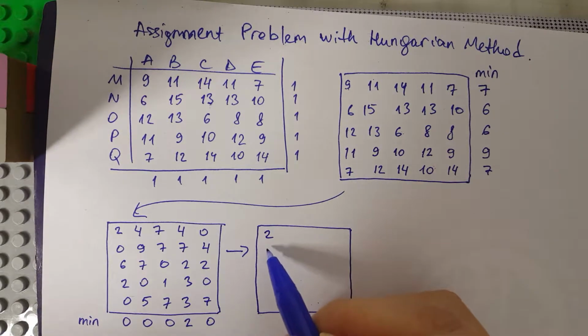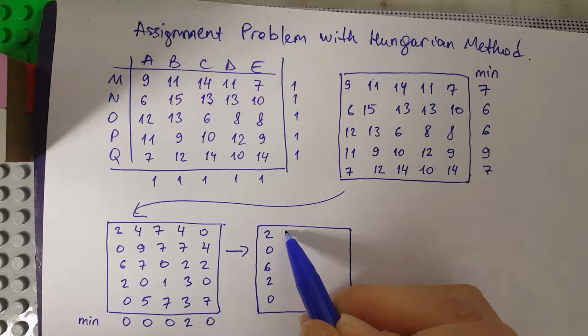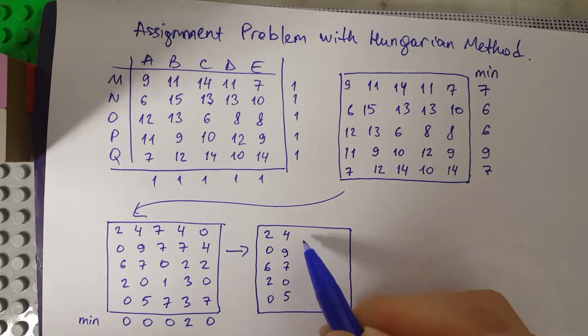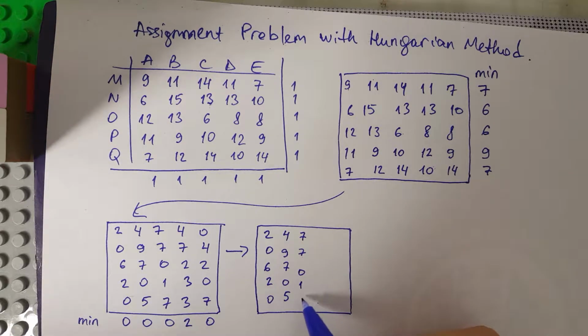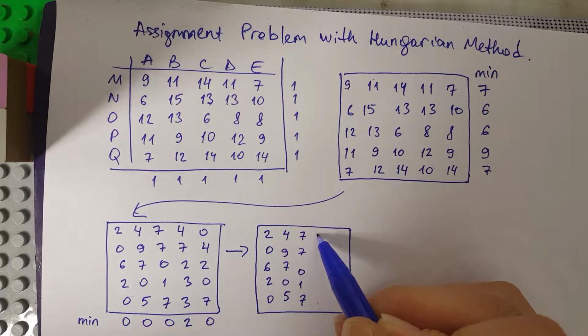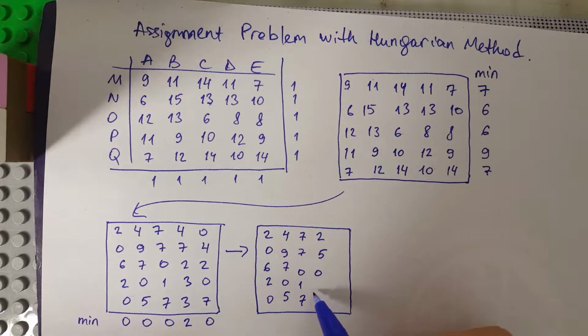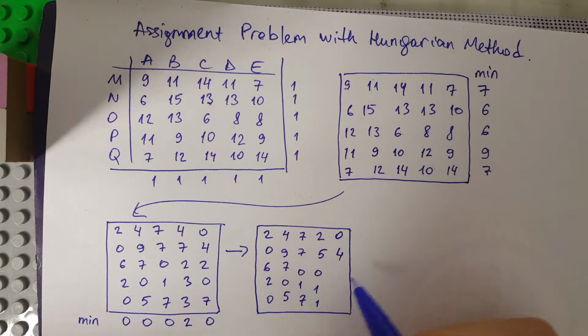So here we will just copy 0, 9, 7, 0, 5, 7, 7, 0, 1, 7. Here 2, 5, 0, 1 and 1. Here 0, 4, 2, 0 and 7.